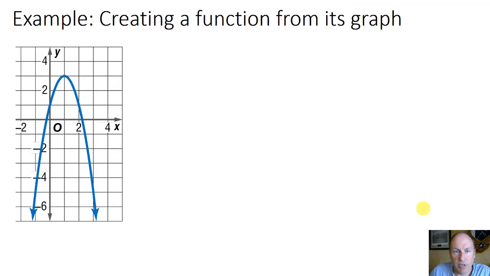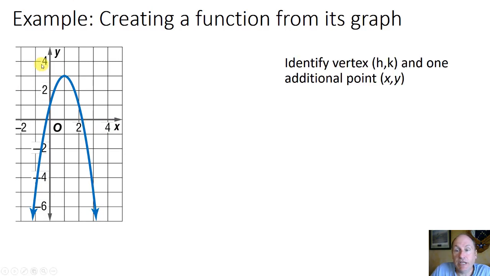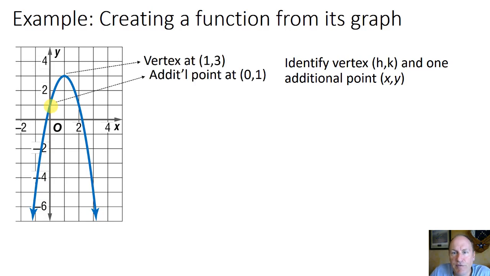Now let's look at an example of taking a graph that you're given and then determining a function from it. It's a very useful skill. So we have this parabola on the left, and the first thing we're going to do is identify the vertex. The vertex is up here, and then pick any point you want. Ideally, it's going to be something very close to an integral point at the corners of the grid. So I've got a vertex at (1, 3), and I've got another point here, looks like at (0, 1). With those two pieces of information, we can create the vertex form of the equation.